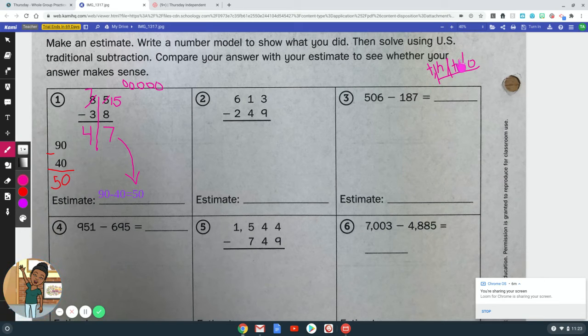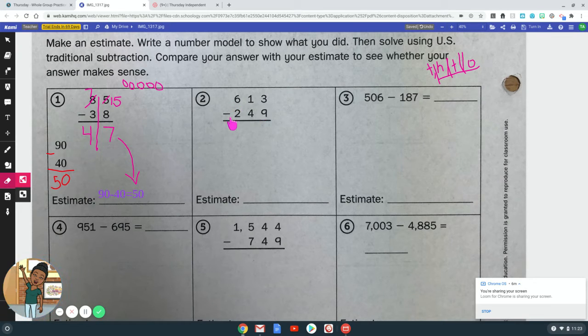So I can look up here. I know that I'm always going to start with my ones. If you want to label this column ones, you can even do that. But just know you're always going to start right here with the ones. I don't want to confuse you, so I'm going to erase them. Let's make an estimate before we solve this problem.